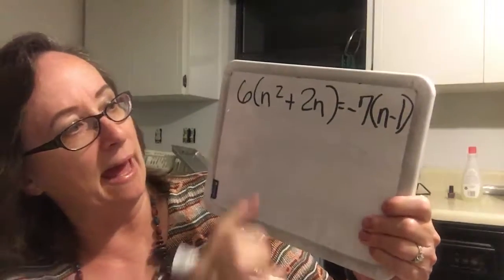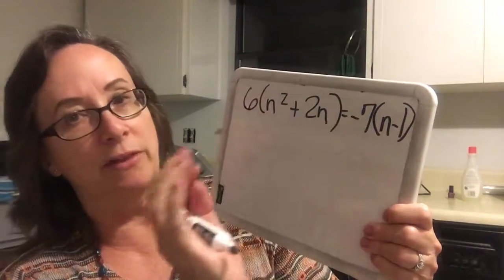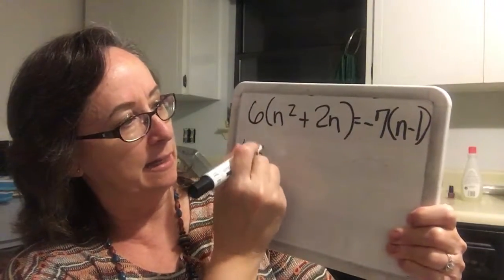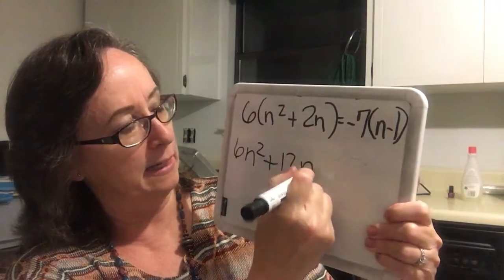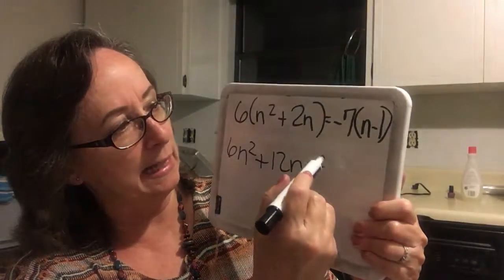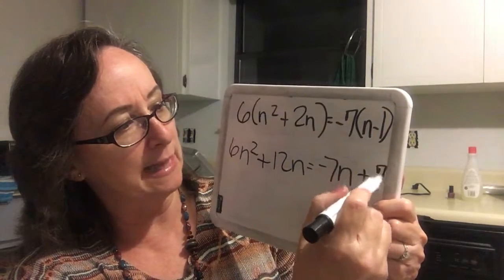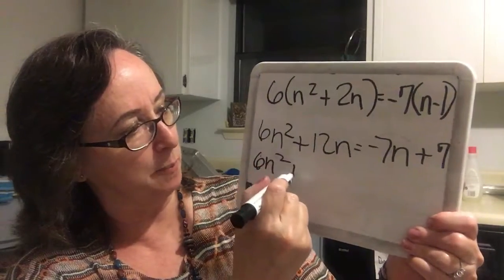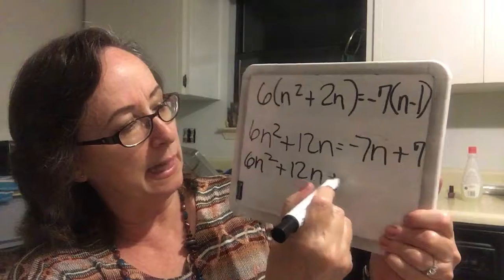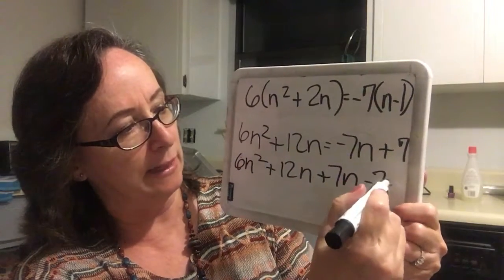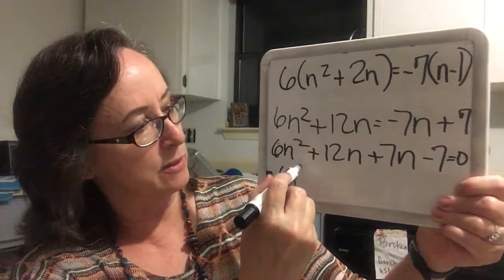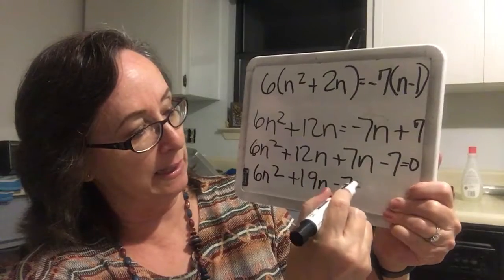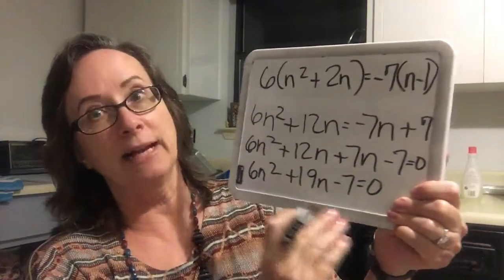Okay, so we have all of this mess with no 0 on one side, so we're just going to distribute everything out again. So we got a 6n squared plus 12n, and then is equal to negative 7n plus 7. So now we're going to bring out everything on the left. 6n squared plus 12n plus 7n minus 7 equals 0. 6n squared plus 19n minus 7 equals 0. Okay, so now I finally have it all out.